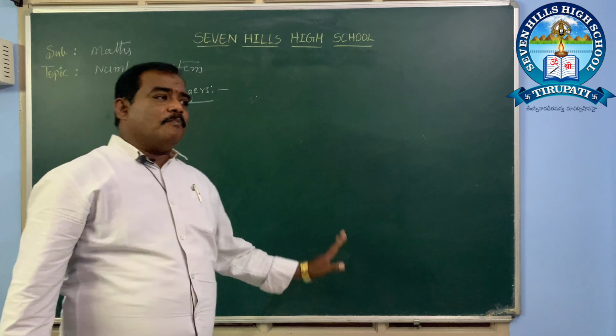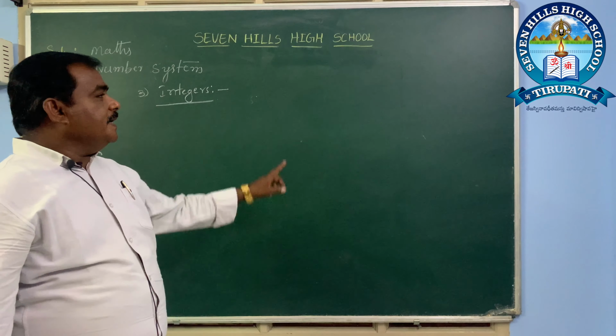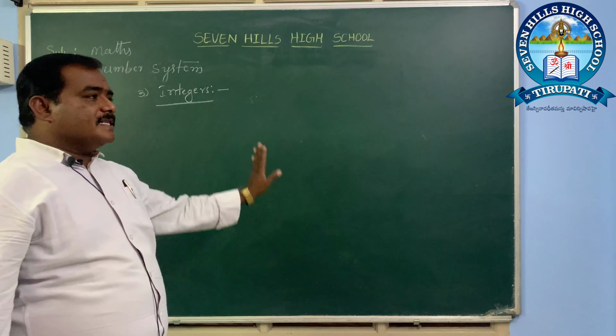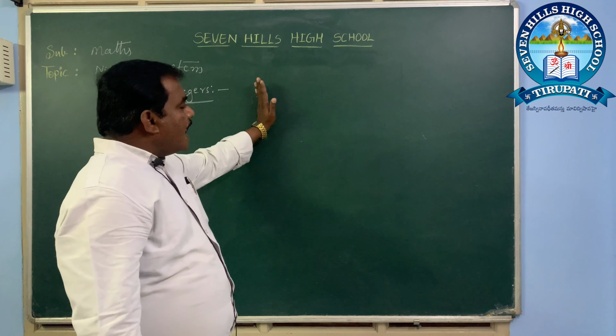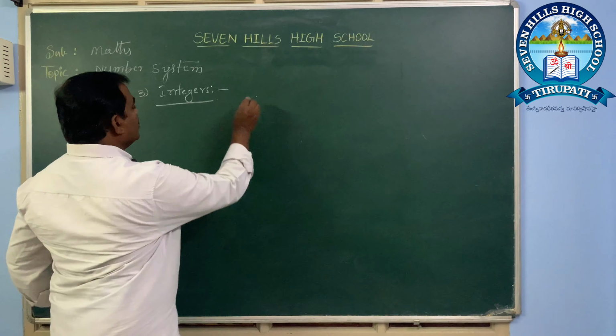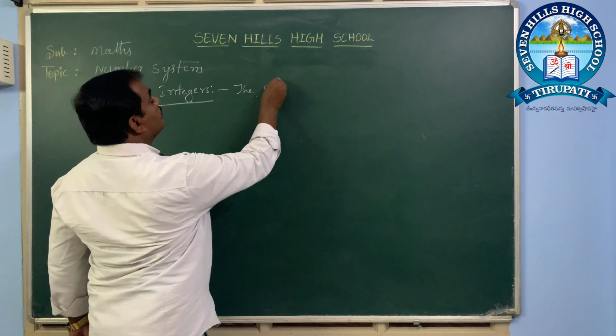The set of positive numbers and the negative numbers including 0 are called integers. The set of integers are denoted by the letter I or Z. So the set of positive numbers, negative numbers, with 0 are called integers.